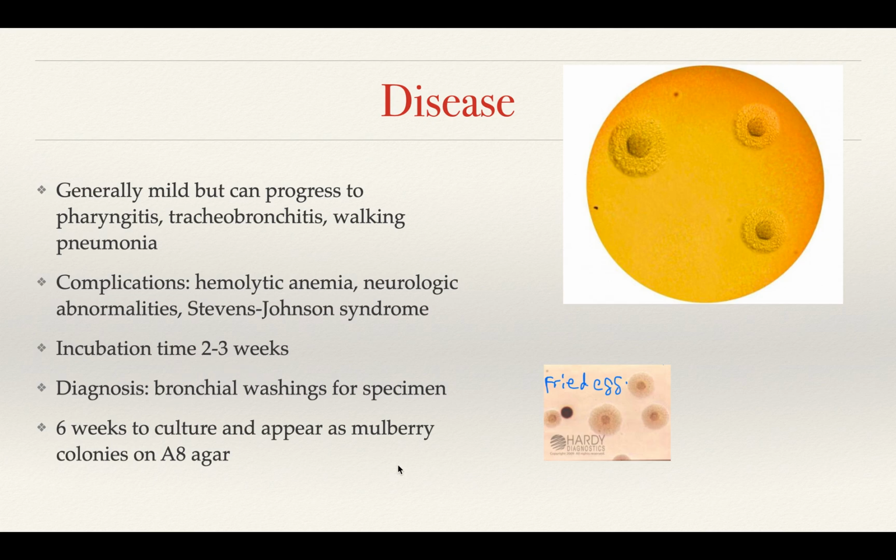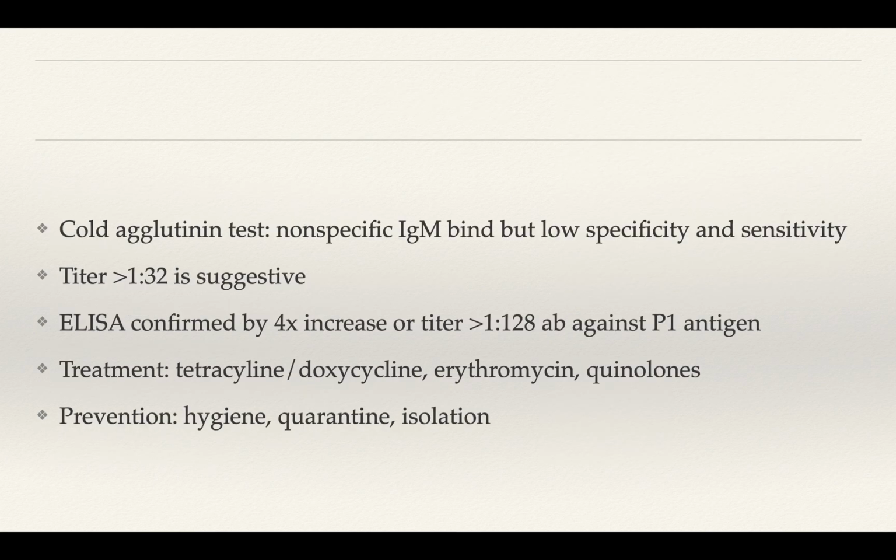When you grow them, you have to grow them on A8 agar, and it's going to appear like a fried egg, or mulberry colonies, either or. It's going to be positive on a cold agglutinin test. It's non-specific though, so you want to use a titer instead. ELISA also works, and you treat using tetracycline, doxycycline, erythromycin, or quinolones. Prevention: since it's pretty resistant to a lot of things like temperature changes, chlorine, stuff like that, maintain hygiene, and if you catch it, absolute quarantine and isolation.